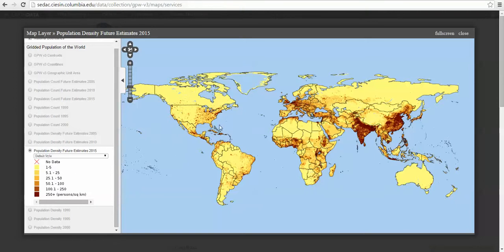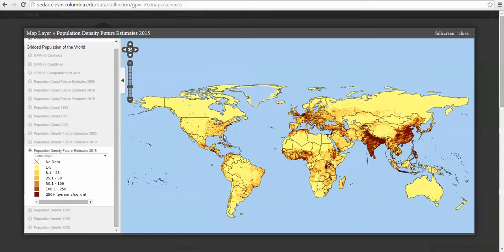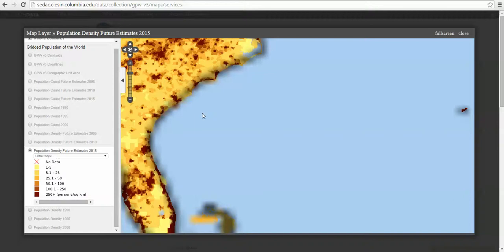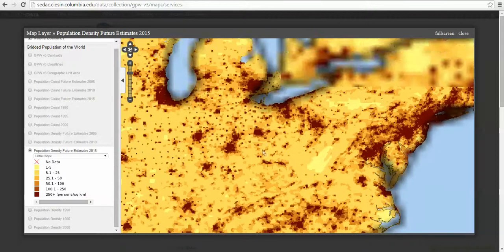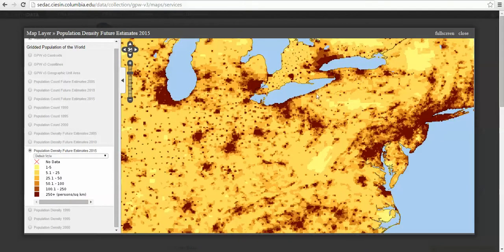Now again, it's worth putting this in the context of where you are. And so I'm going to zoom in to the eastern part of the United States here. And in fact, you can see the aggregation of population associated with Pittsburgh and with Erie, again, along this portion here.